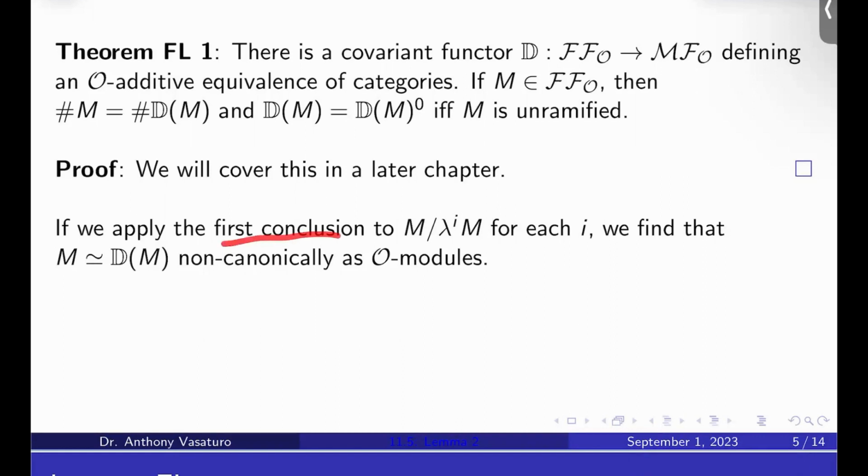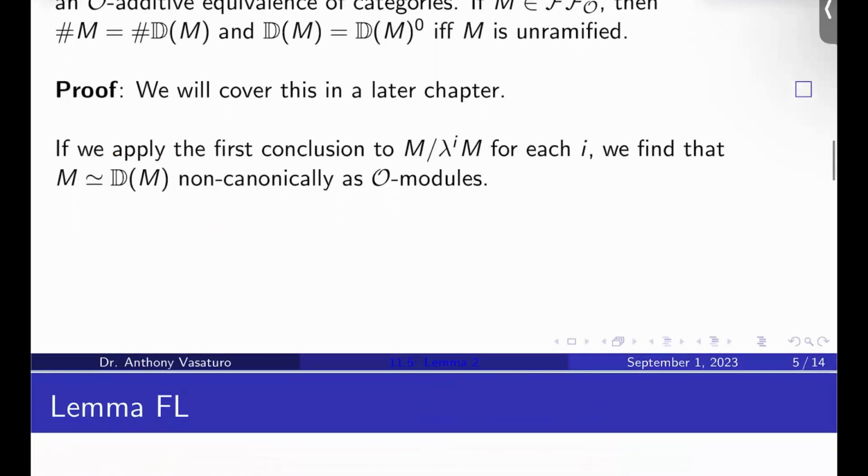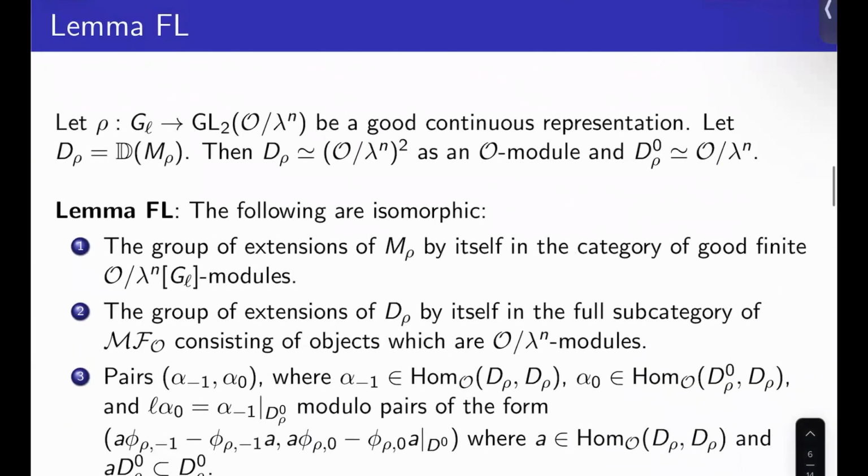If we apply the first conclusion, by the way, to M mod lambda to the i M for each i, we actually find that M is isomorphic to D of M non-canonically as O modules. So that's nice to know. Okay, back to the proof. First, we need a lemma.